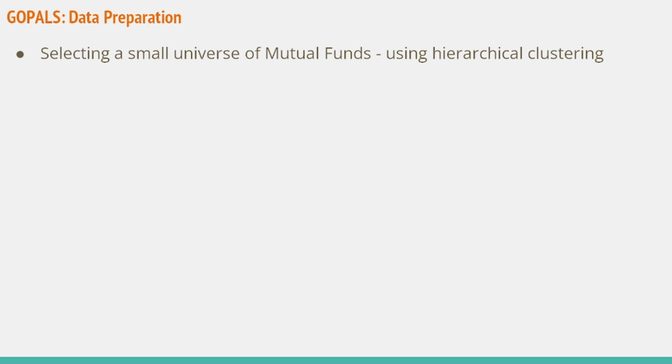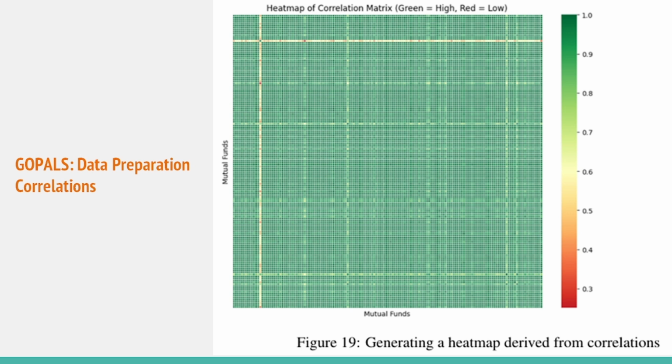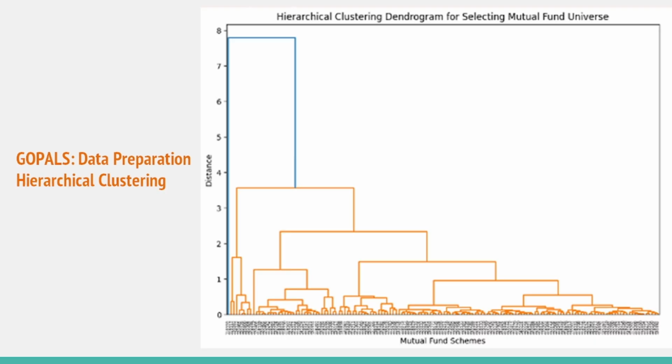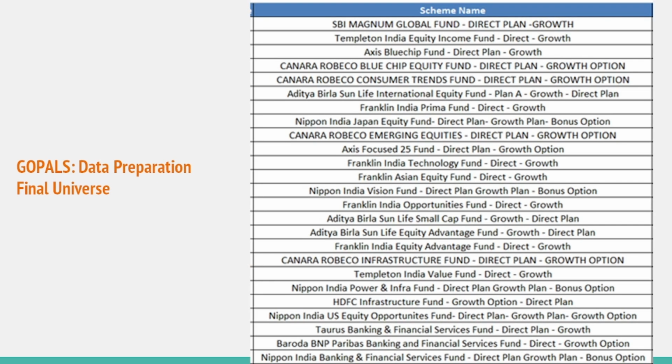We start by narrowing down the universe of assets. For our study, we focused on the Indian equity mutual funds, filtered by criteria like volatility and historical availability. We saw that many of these mutual funds were highly correlated. So we use hierarchical clustering to reduce the redundancy by selecting representative funds based on their correlations. Finally, we arrived at a universe of around 25 mutual funds.